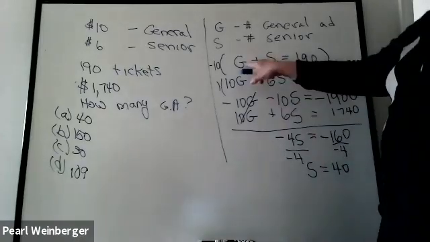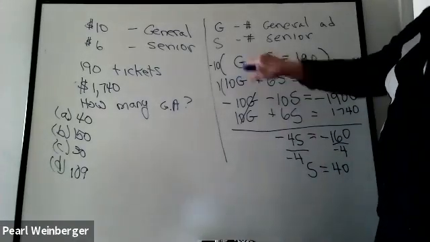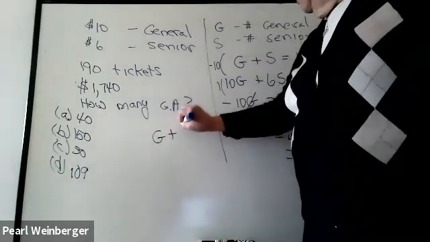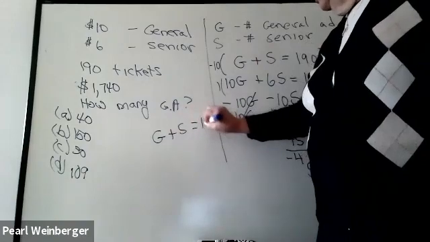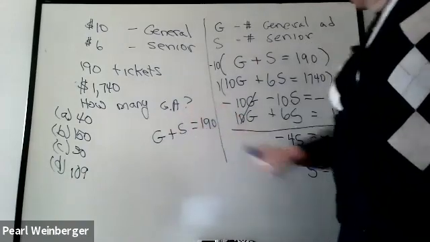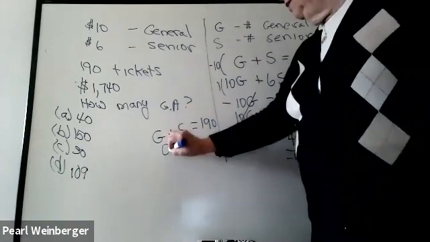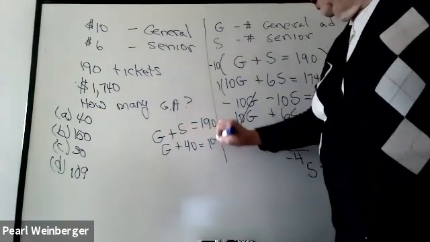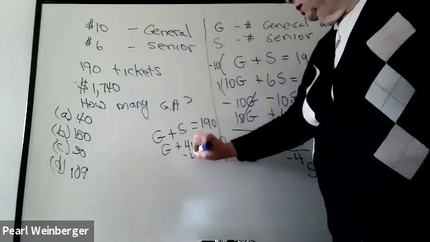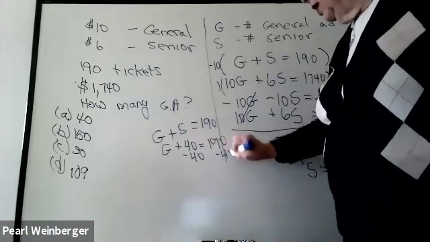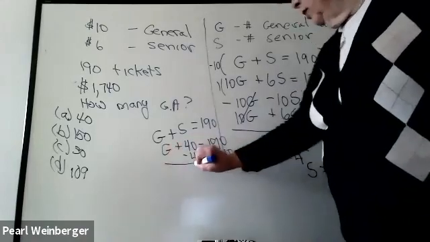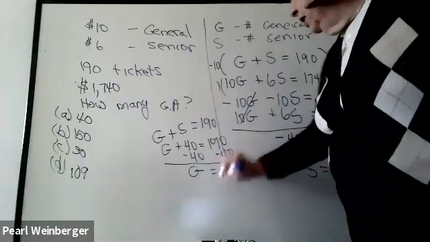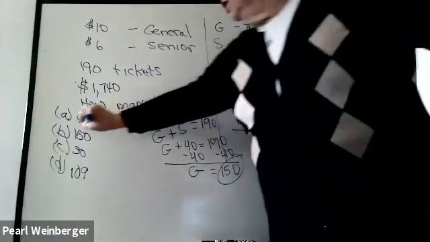If I want to find the general admission tickets, I'm going to go back to this equation. G plus S equals 190. I know the S turned out to be 40, so G plus 40 equals 190. And G equals 150. The number of general admission tickets is 150, which is choice B.